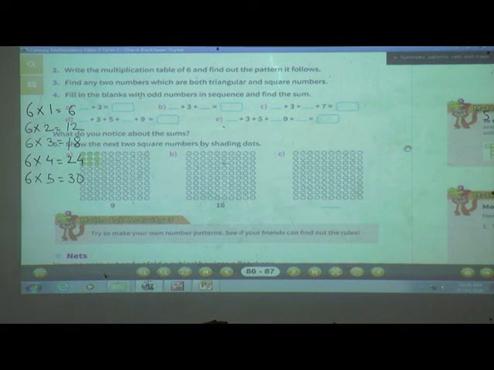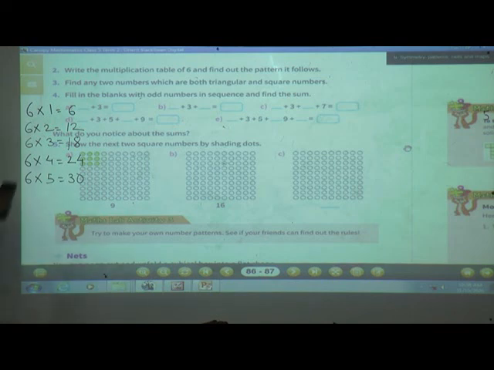Now third question. Find any two numbers which are both triangular and square numbers. Okay students, so you just find two numbers which are both triangular as well as square. That means in triangular, 1 is a square of 1. So that students, even 36 also. Okay, now students, fill in the blanks.